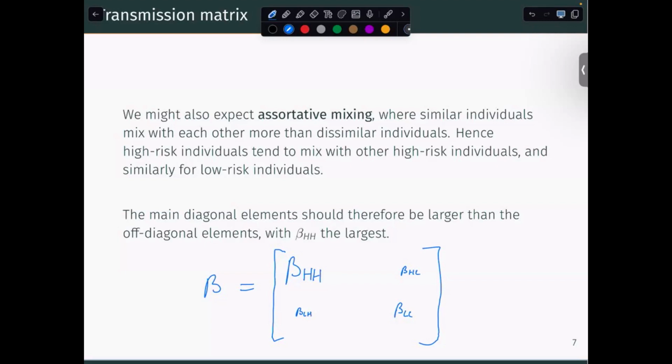This kind of thing tends to work well, especially with sexual contact networks, because people who have more sexual contacts are more likely to come into contact with people who have more sexual contacts. So they tend to have a higher risk of transmission, and they tend to associate more often with other individuals who have multiple sexual partners, just because they're moving around and having more sexual partners.